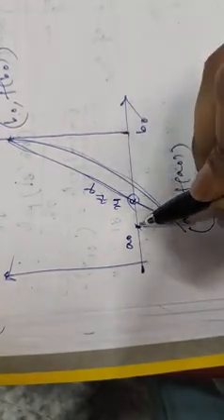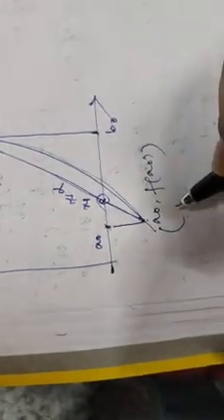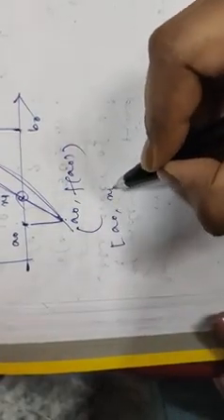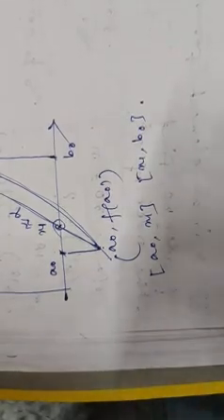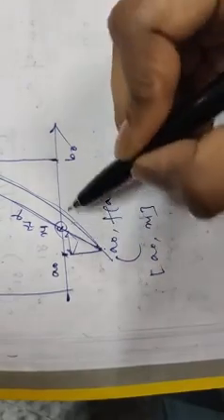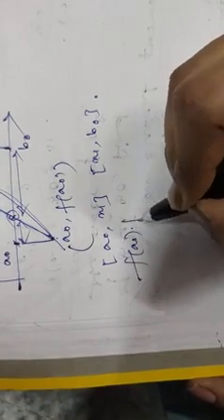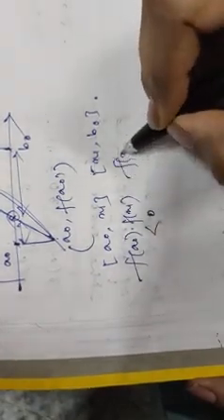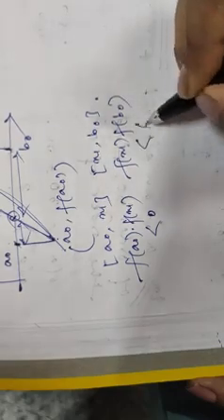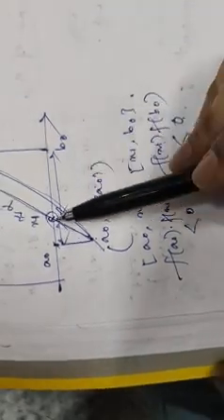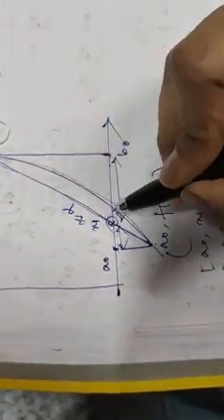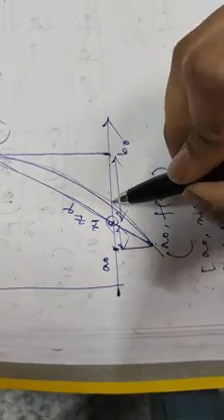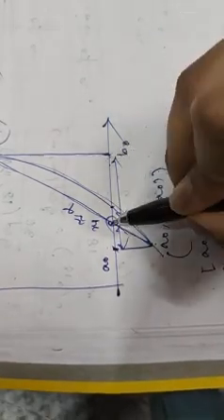Now we get two intervals, a0 x1 and x1 b0. For the next approximation, the root lies either in one interval or the other, according as f of a0 into f of x1 is less than 0 or f of x1 into f of b0 is less than 0. Whichever is true, the root lies in that interval. From the graph we can check that the root lies in the interval x1, b0.